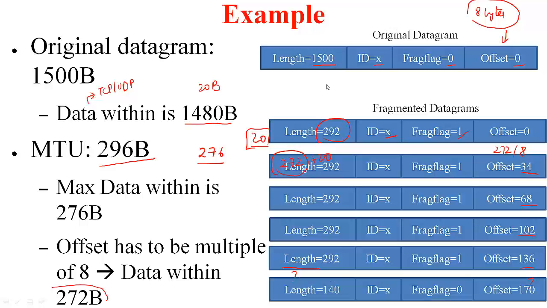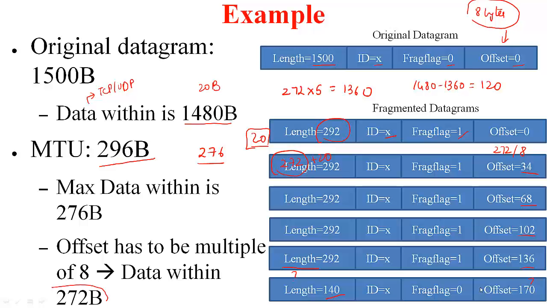Each of these 5 fragments is carrying 272 bytes of data, times 5. This is equal to 1360. The original data is 1480. So the amount of data that is remaining is 1480 minus 1360, which is equal to 120. The length field captures the header length also, so it is 120 plus 20, which is equal to 140.